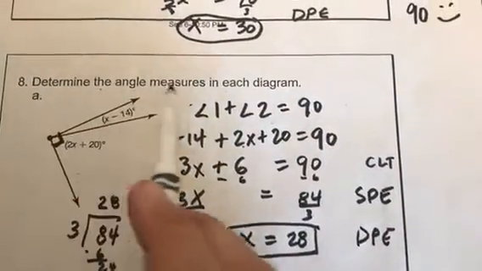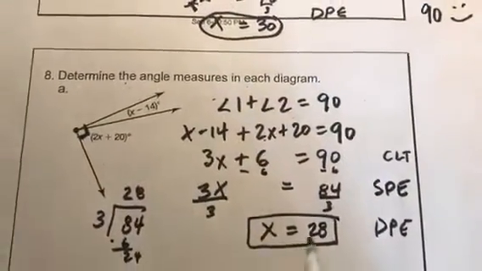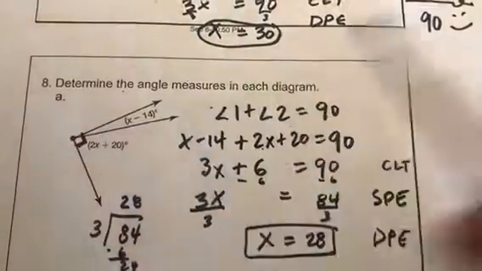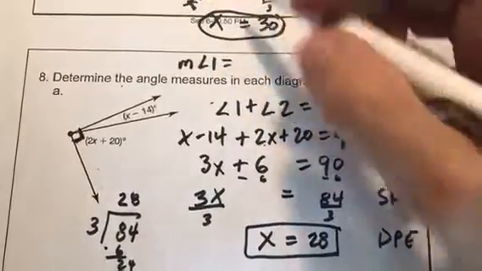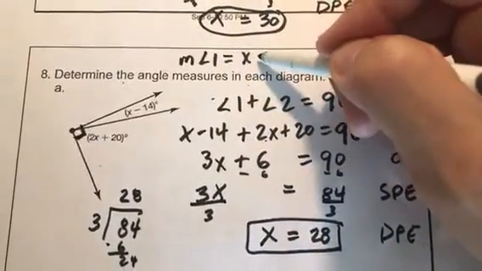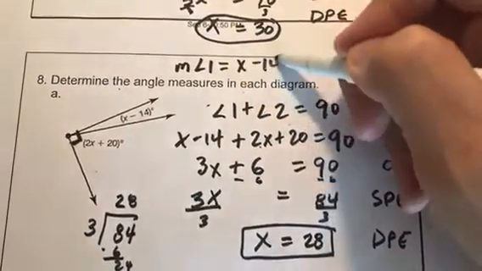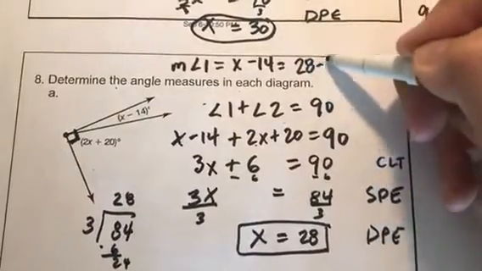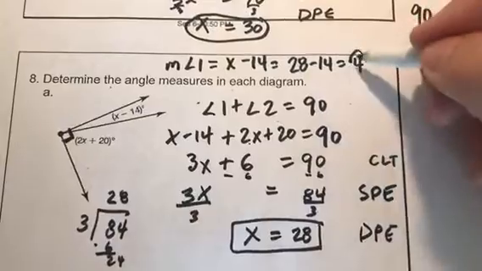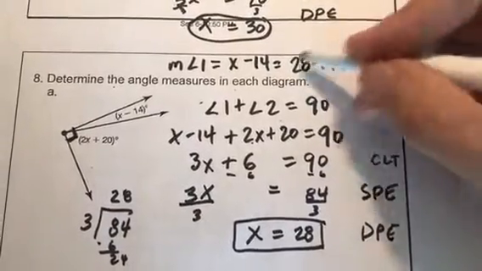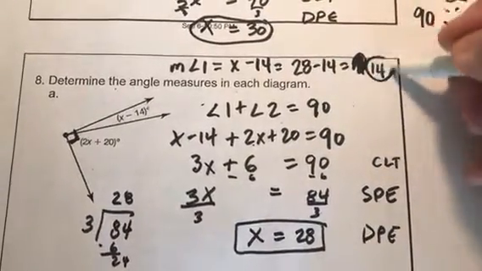It says determine the angle measurement, so I can't stop there. All I've done is solve the mystery of the x. But the first angle I called angle 1 was x minus 14, and now I know x is 28. So I get 4. Actually, hold on, that'd be 14.